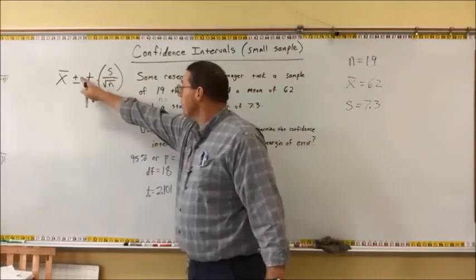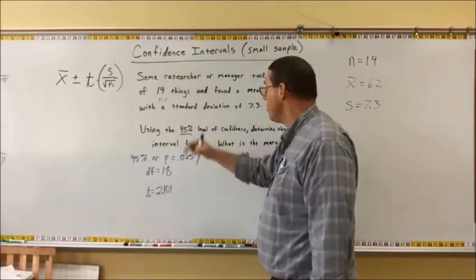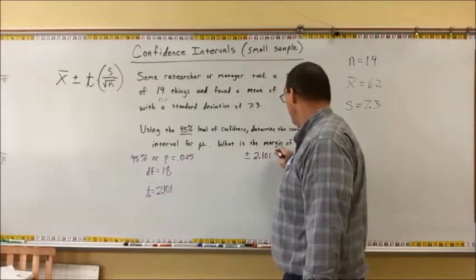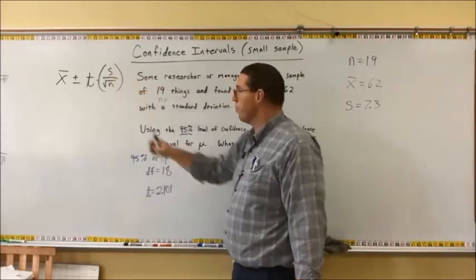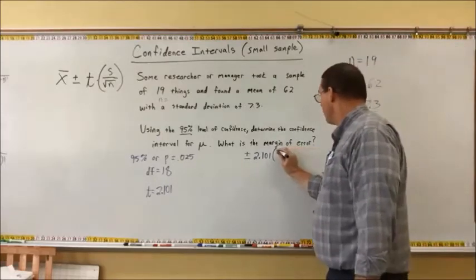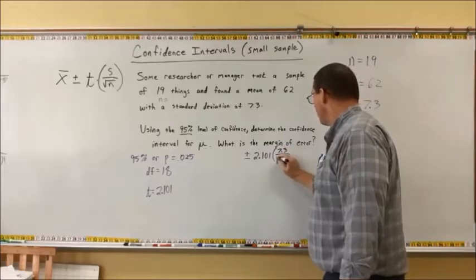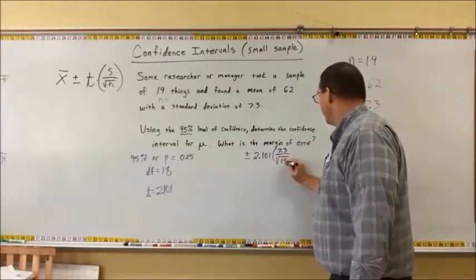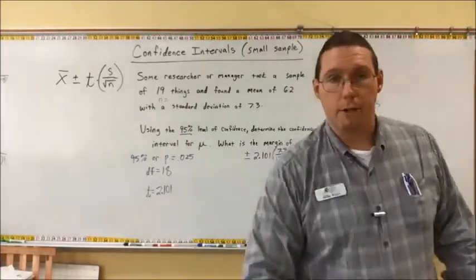And so now we can identify the margin of error. The margin of error is going to be plus or minus the t-statistic, 2.101, times the standard deviation over the square root of the sample size. Standard deviation is 7.3, so put 7.3 divided by the square root of the sample size, which is 19. There we go. And so now we'll grab a calculator and we'll calculate this, okay?